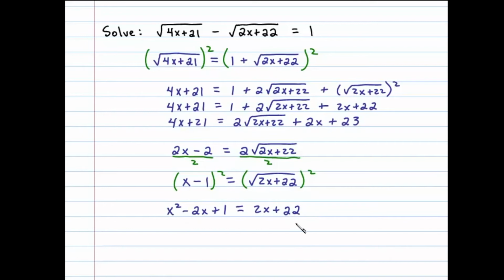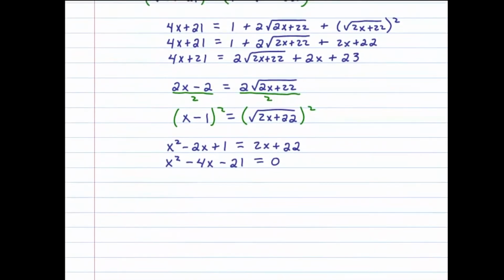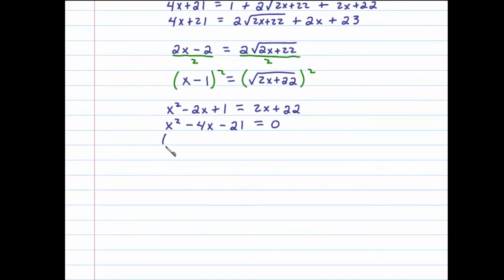And so at this point we're left with a quadratic, which can be solved if we obtain standard form, equal to 0. So we'll subtract 2x on both sides, and that'll leave us with x squared minus 4x, and then subtracting 22 we'll have minus 21 here on the left side equals 0. Now at this point we can factor.